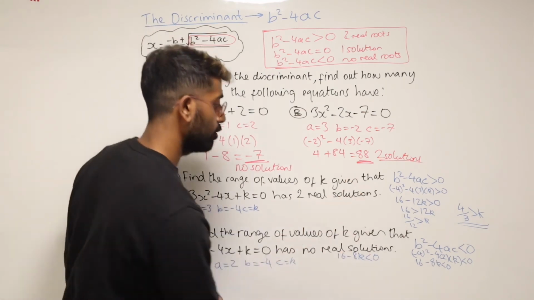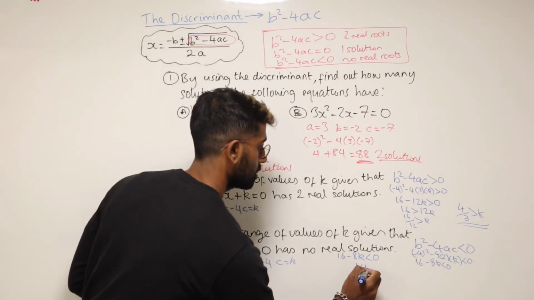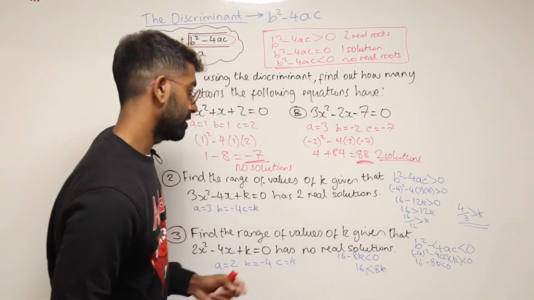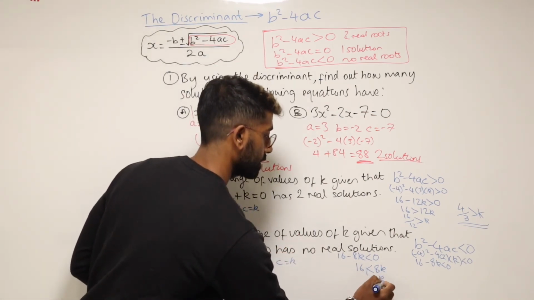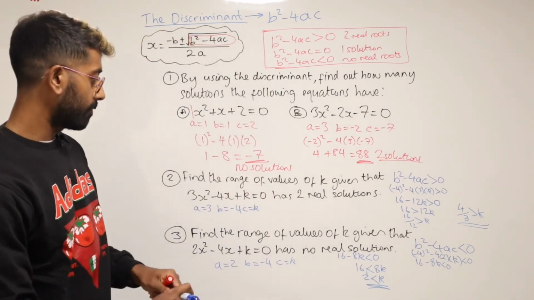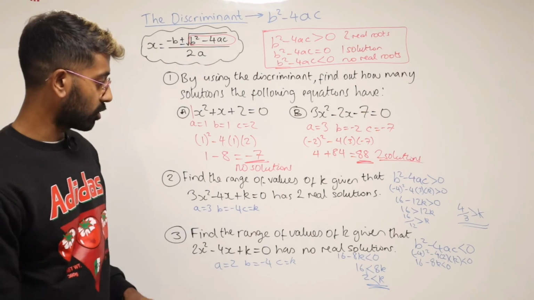Take the 8k over. So we have 16 is less than 8k, and then finally divide by 8. So we get k is then bigger than 2. There we go. And that's that one solved as well.